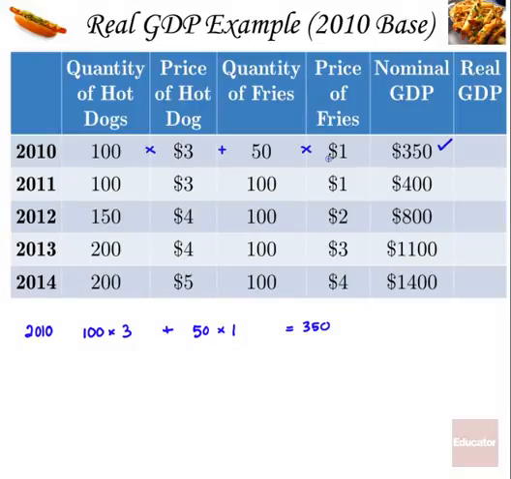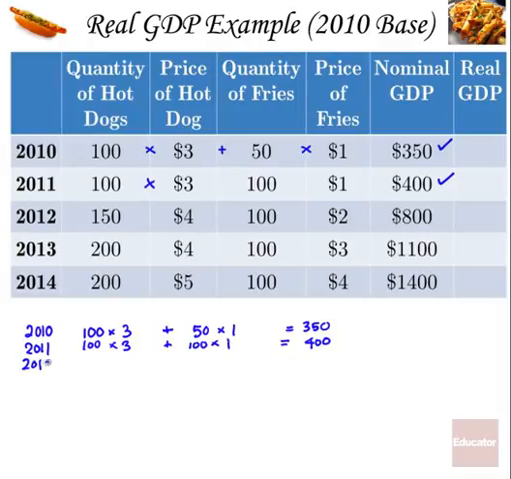Now, this is a very simple two-item economy where all you have are hot dogs and garlic fries. So that's all you have in the economy. You add that up, you get 300 plus 50 equals 350. That's the nominal GDP in 2010. Now, what's the nominal GDP in 2011? It's again 100 times 3, and then you add 100 times 1, so it's 300 plus 100 equals 400.